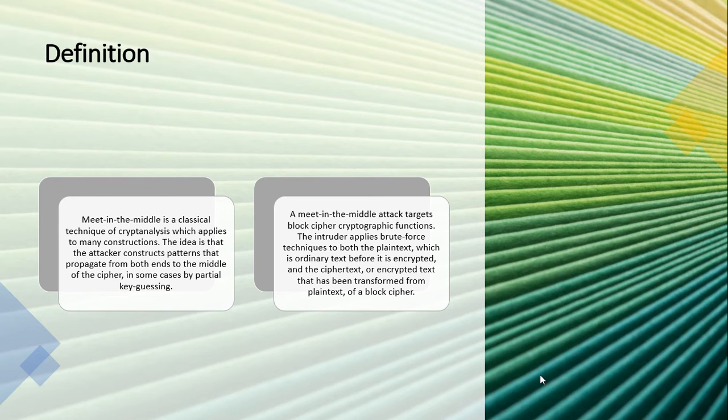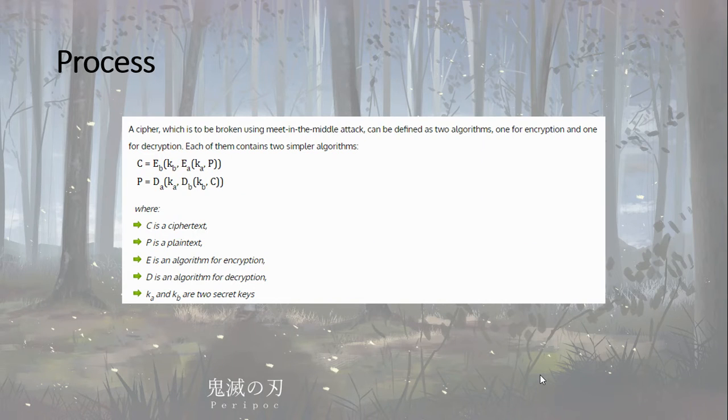A meet in the middle attack targets block cipher cryptographic functions. The intruder applies brute force technique to both the plaintext, which is ordinary text before it is encrypted, and the ciphertext, or encrypted text that has been transformed from the plaintext of a block cipher.